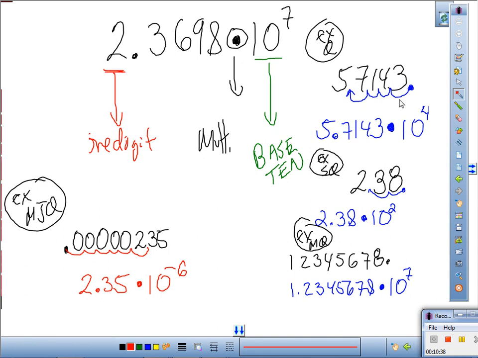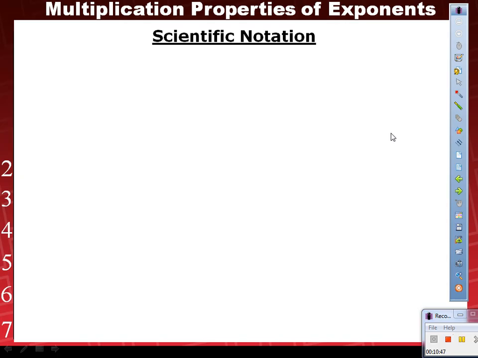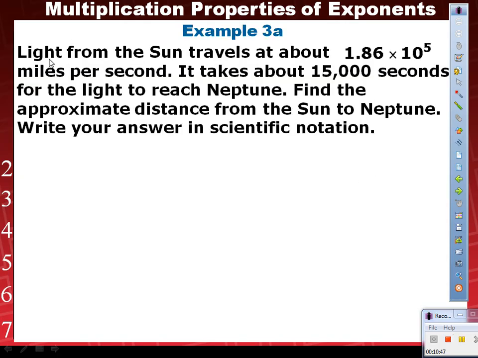So, why is this so important? Well, let me show you a word problem where we use scientific notation. Look up to the screen. Look at this one. It says, example, light from the sun travels at about 1.86 times 10 to the 5th miles per second. Miles per what? That means in 1 second, that's how fast it travels light into distances. So from the sun, it travels 1.86 times 10 to the 5th in 1 second.